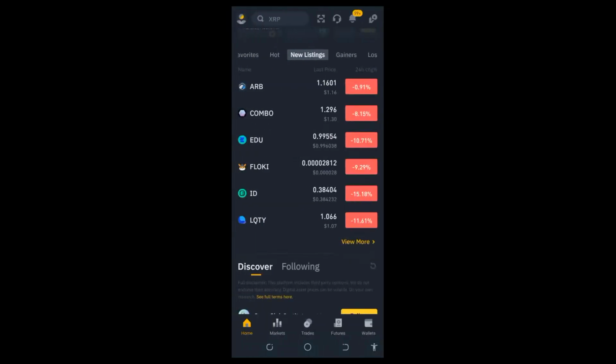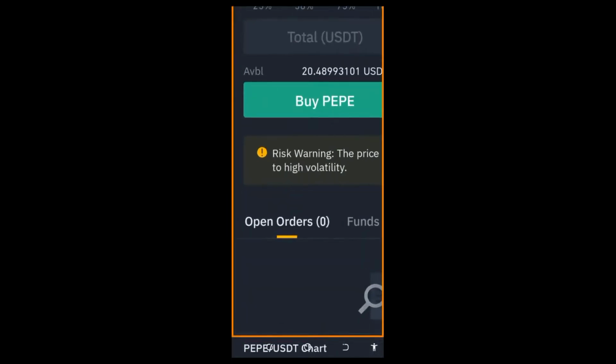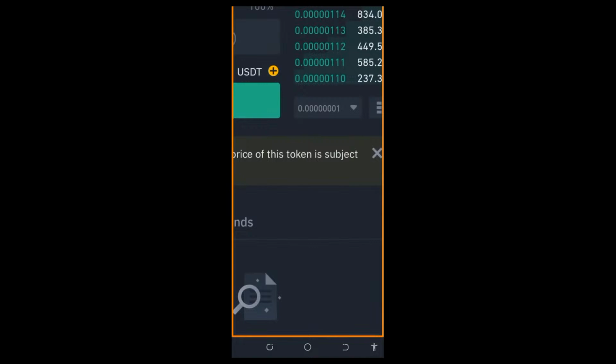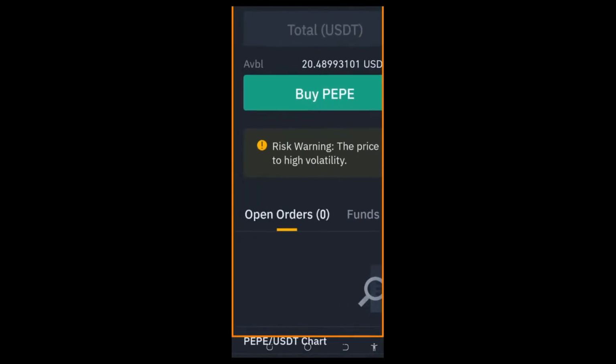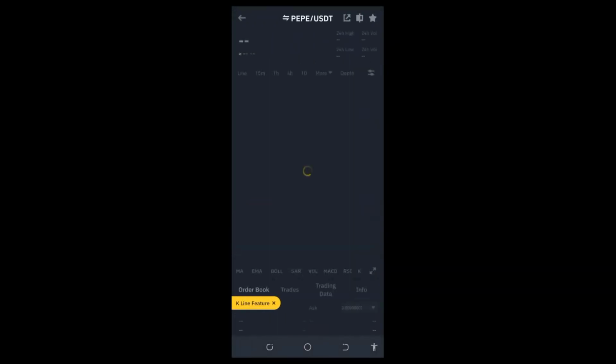Now, of course, I was just carried away by the fact that it's new. But the truth of the matter is it's one of the new coins on the block, right? So it's quite given to a lot of volatility. Because if you take a look at what they said here, it says risk warning. The price of this token is subject to high volatility, very high. So that means at some point it can unnecessarily drop, and at some point it can unnecessarily rise, just like you can see here. You can see how this thing looks.